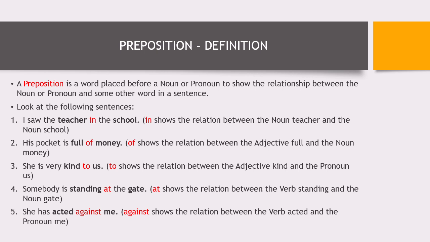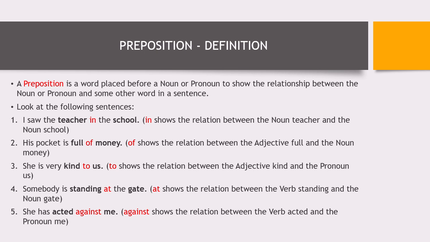2. His pocket is full of money. Of shows the relation between the adjective, full, and the noun, money. 3. She is very kind to us. To shows the relation between the adjective, kind, and the pronoun, us.